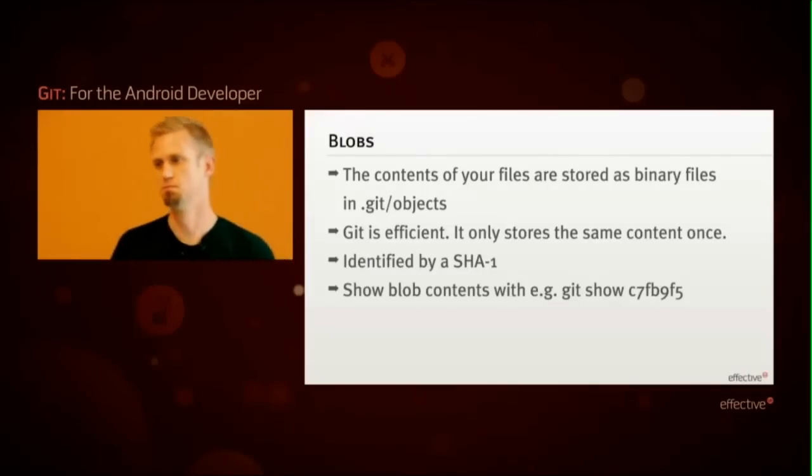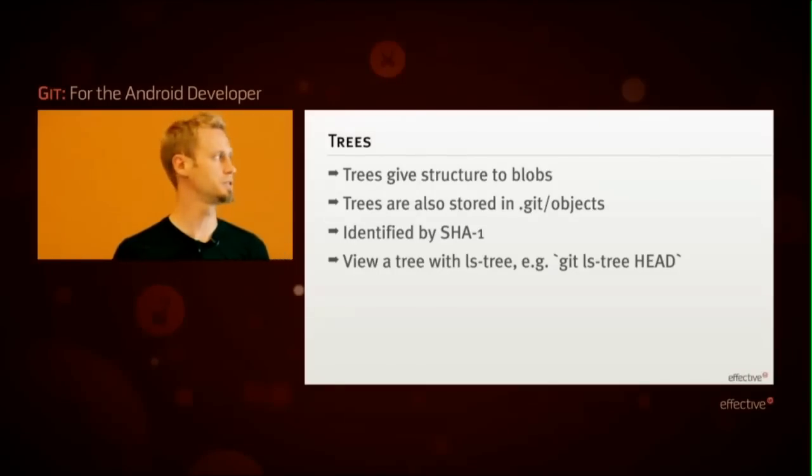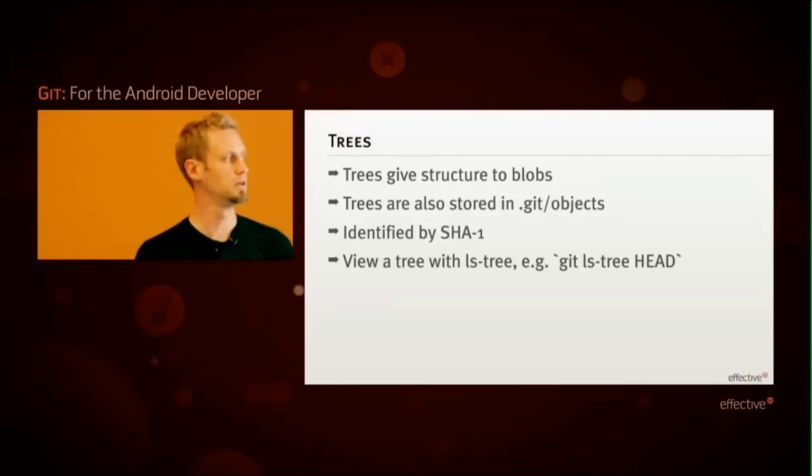Okay, next after blobs in the hierarchy are trees. Trees give structure to blobs, and they're also objects. They're identified by SHA-1 hash. And you can view a tree using the command ls-tree, to see what a tree is. This is for more like playing around. But as you start to understand what Git's about, you should go ahead and check these kinds of exploratory commands out a little bit, just so you can see what's going on in there.